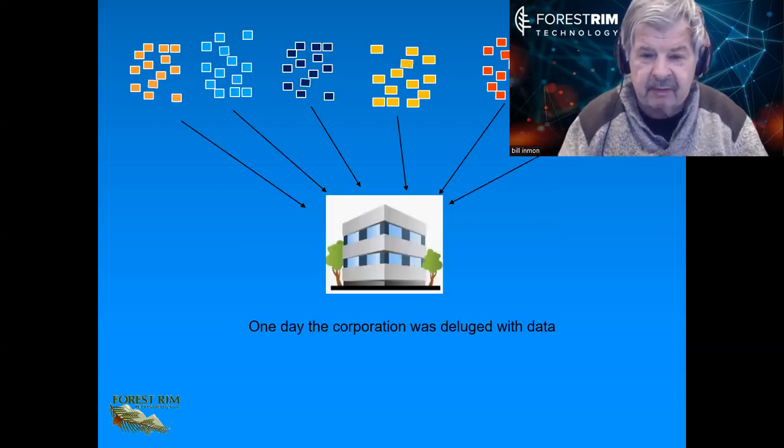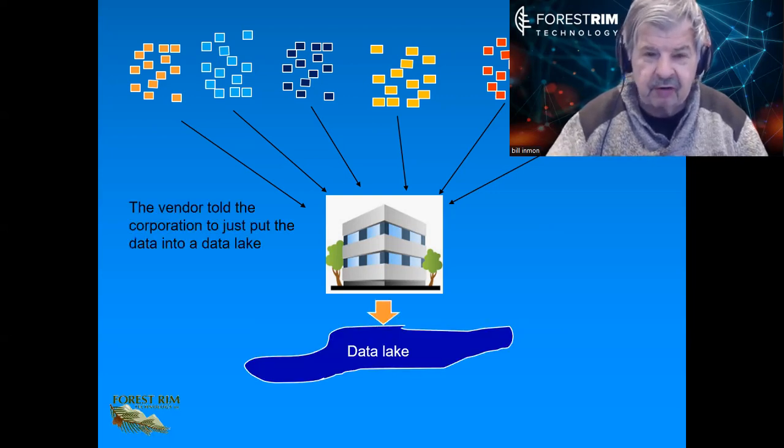So how did all of this come about? Well, one day the corporation found that it was deluged with data. It had data coming from all over the countryside. It had data coming from customers, from competitors, from the government, you name it, from the internet. And this is where corporations find themselves, that there's so much data that they need a rational way to handle all of that data. So a vendor came along, I'm not sure who it was, and said, "Oh, what we need is a data lake."